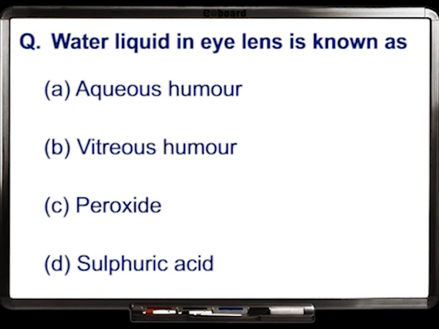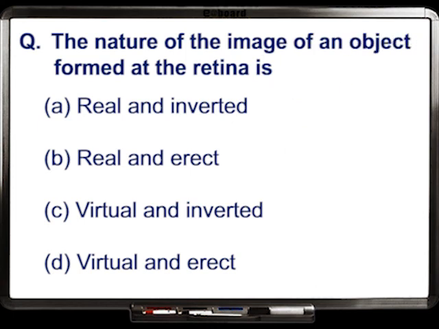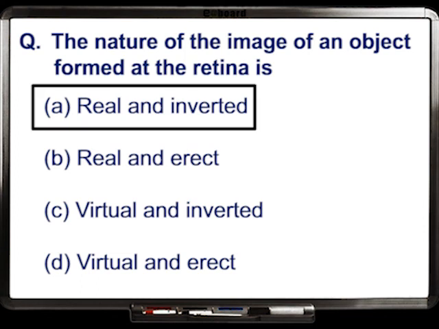Next question. Water liquid in the eye lens is known as... The correct answer is option A, aqueous humor. Next question. The nature of the image of an object formed at the retina is... The correct answer is option A, real and inverted.